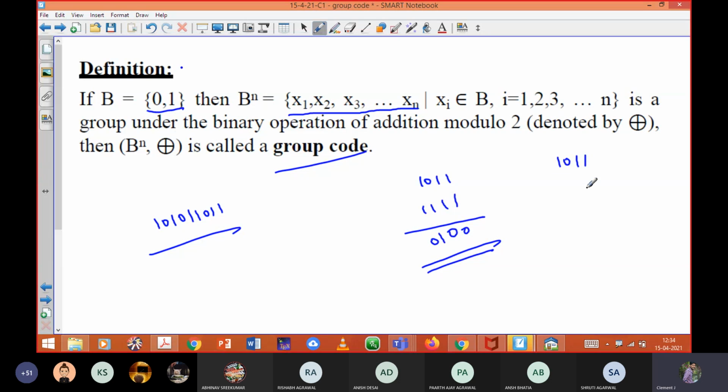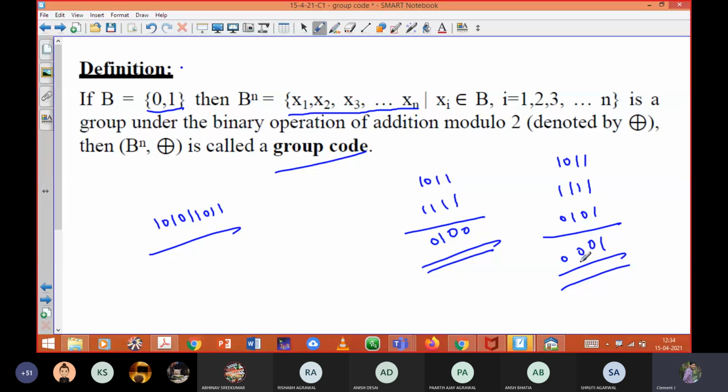Sometimes 100, 111, or 0101. In that case, 1 plus 1 plus 1, what is the answer with respect to addition modulo 2? It is 1, because 3 mod 2 is 1. That's why I have given the example by adding 3 codes. Likewise this is 0, this is also 0, this is 0. So this is the answer.